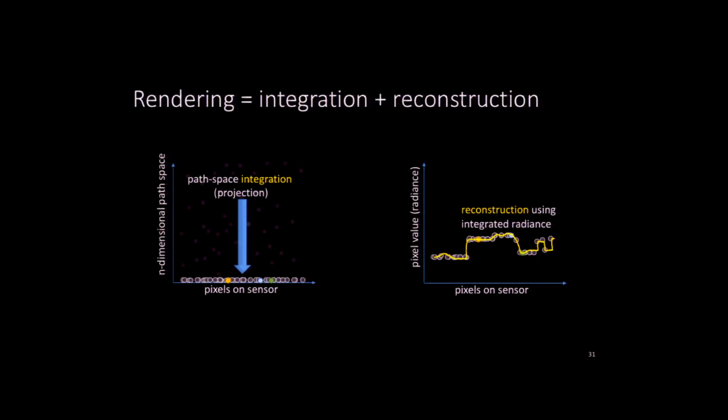So the goal of computer graphics is to efficiently project here and then reconstruct. Okay? And if you don't understand computer graphics, that's okay. Go away with the high-level view that there's an integration which results in a signal which needs to be then reconstructed. Okay?